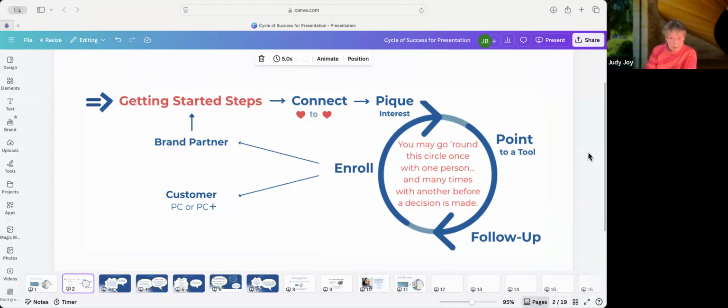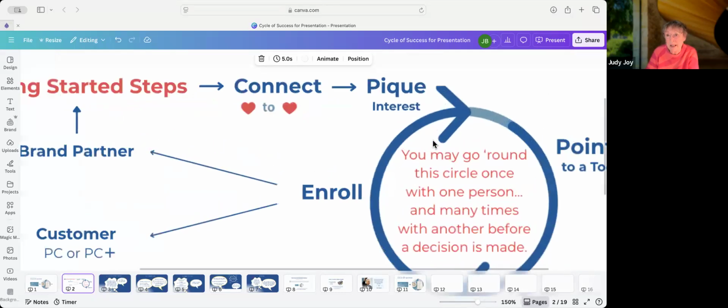The getting started steps. And from there, you go into connect, heart to heart. We have Gregory to thank for adding the heart to heart. Piquing interest, creating curiosity, pointing to a tool, following up, enrolling, and from enroll, a customer, two options, PC or PC Plus. If they become a brand partner, then they go right back. They begin the cycle into the getting started steps. And we're into connect, peek, point, follow up.